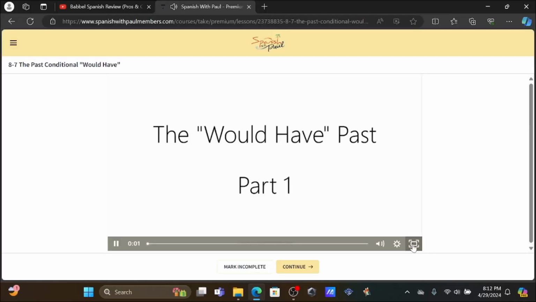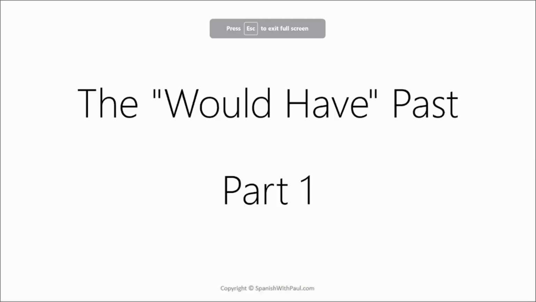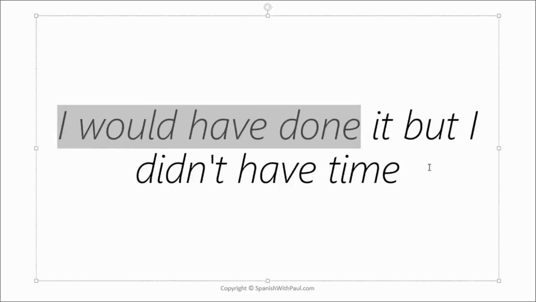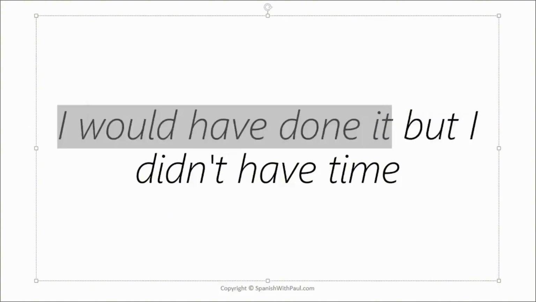In this module, we're going to focus on how to use would have with the past. So let's have some examples of this first of all. In English, we might say, I would have done it, but I didn't have time. So here you see the would have being used in the past. I would have done it.